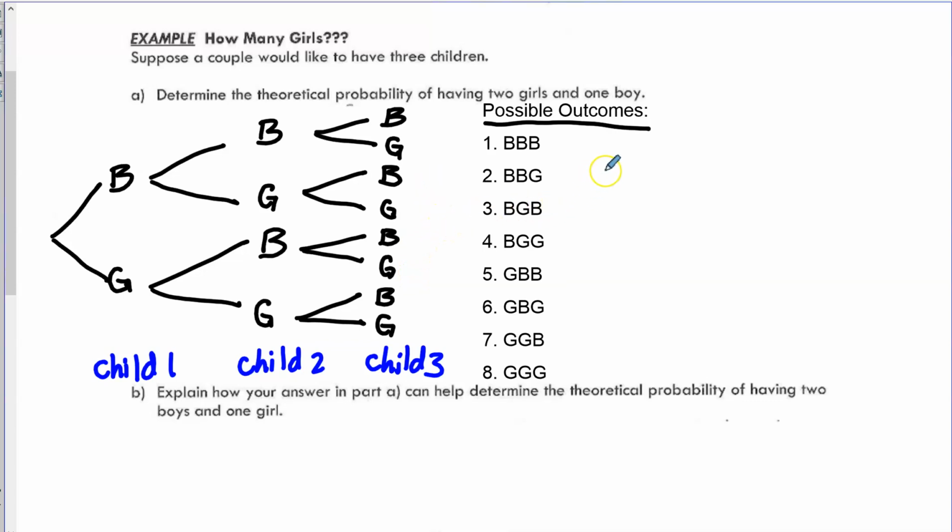Okay, so now the question asked, what is the probability of having 2 girls and 1 boy? Alright, so we're going to count the number of possibilities where there's 2 girls, 1 boy. So we've got girl, girl, boy there, girl, girl, boy, and girl, boy there. Okay, so the number of successes is 3 over the total number of possibilities is 8. Okay, so we could also write that as a percentage. It's 38%.